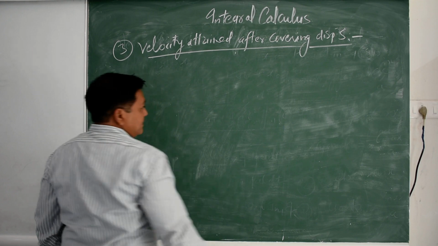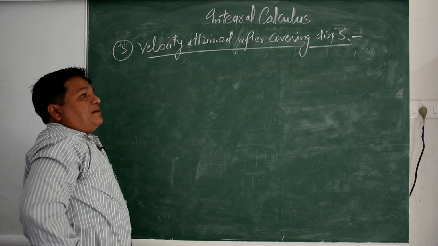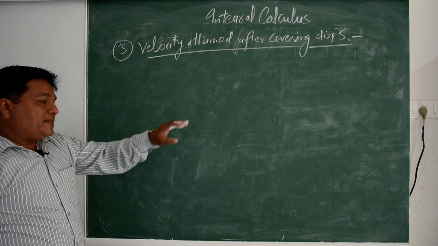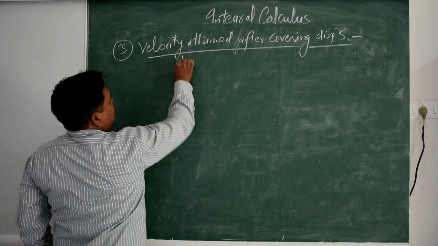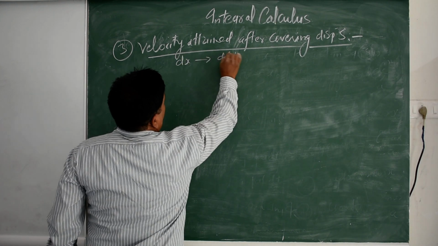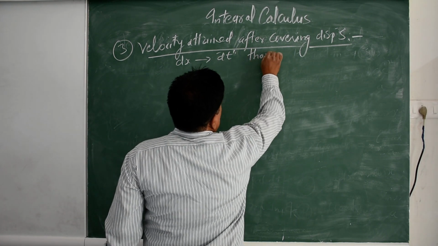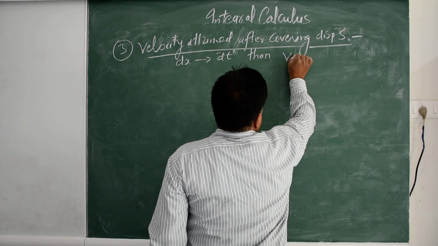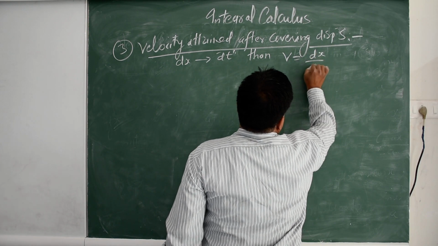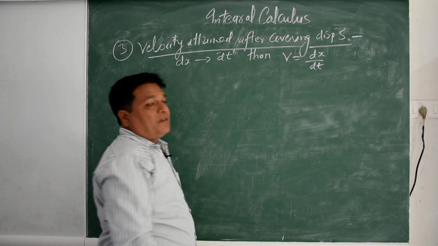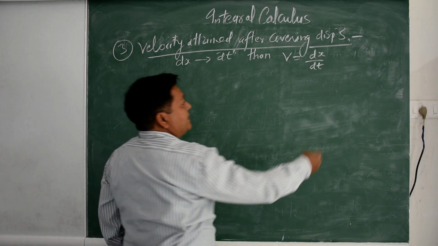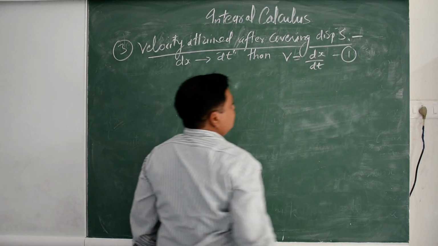Let us suppose that there is a small change in the position of a particle, dx, while moving in a straight path in a small time interval dt. Then the rate of change in position with respect to time will be velocity, v is equal to dx by dt. Let us call this equation number 1.